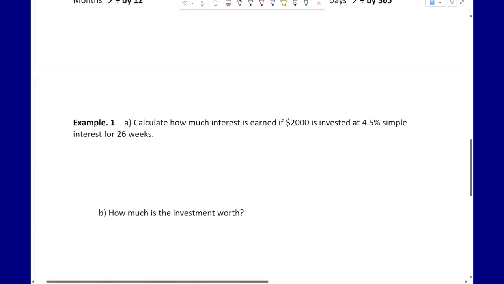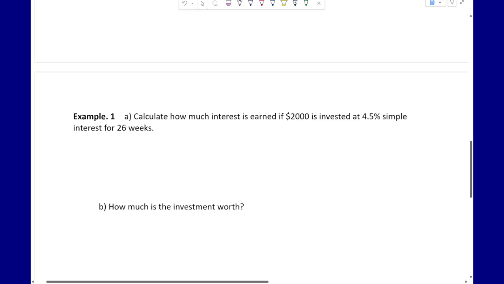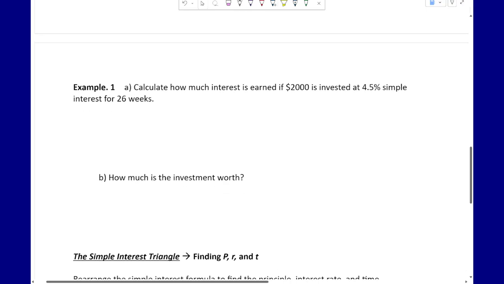So let's look at an example. We want to calculate how much interest is earned if $2,000 is invested at 4.5% simple interest for 26 weeks. So I'm going to write out my variables: I, P, R, and T. Those are the 4 variables that would be included in our simple interest formula. Now for I, the interest, we don't know, that is what we're looking for. For P, P is the principal, right? So that's how much we're starting with.